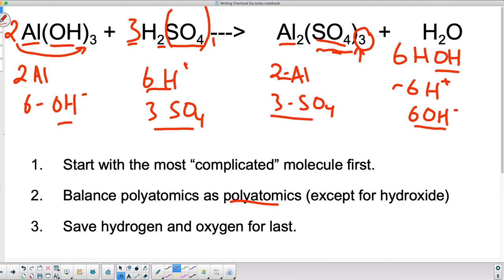So my balancing then is a 2 in front of the aluminum hydroxide, a 3 in front of the sulfuric acid, a 1 in front of the aluminum sulfate, and a 6 in front of the H2O. And that's it. That's how you balance equations. More on this for sheet 1.